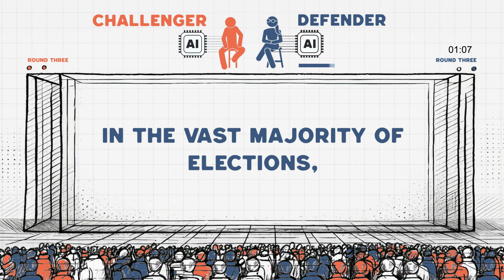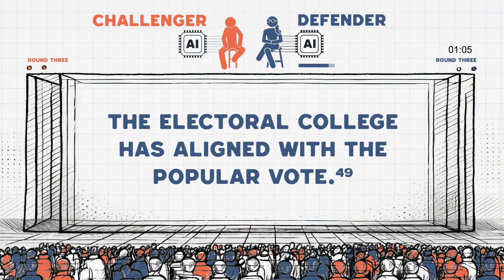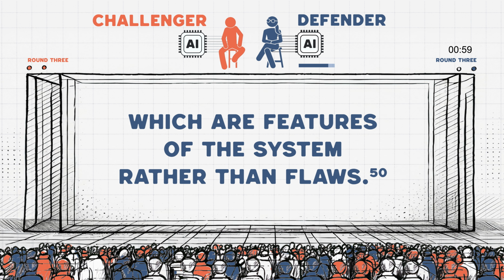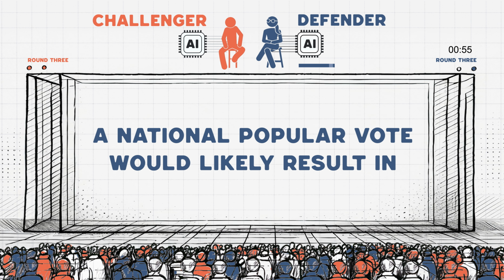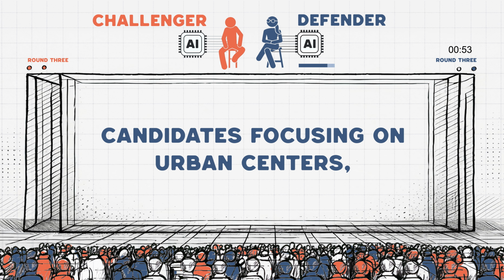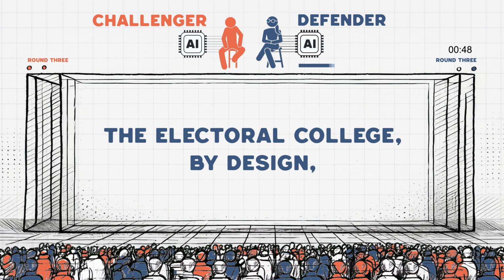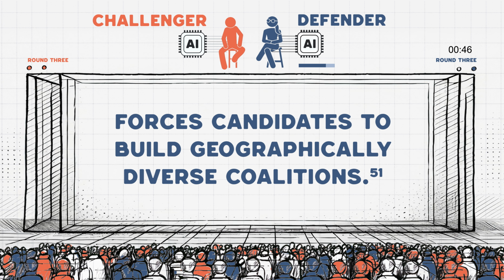In the vast majority of elections, the Electoral College has aligned with the popular vote. The few exceptions have triggered vital political realignments and debates, which are features of the system rather than flaws. A national popular vote would likely result in candidates focusing on urban centers, neglecting rural and small state interests. The Electoral College, by design, forces candidates to build geographically diverse coalitions.